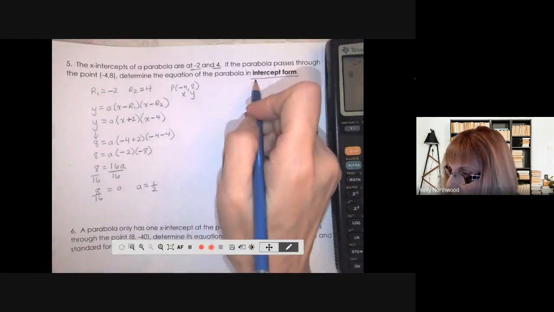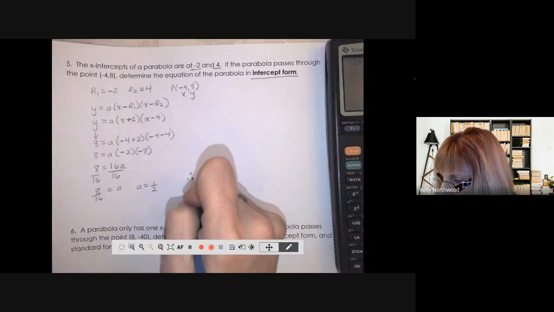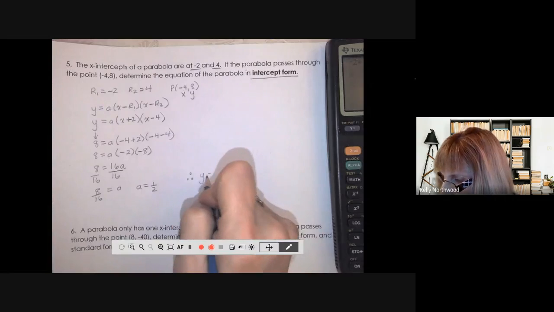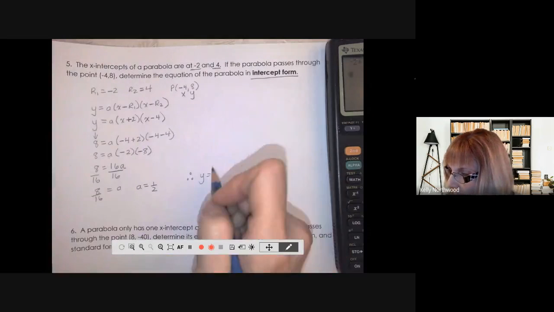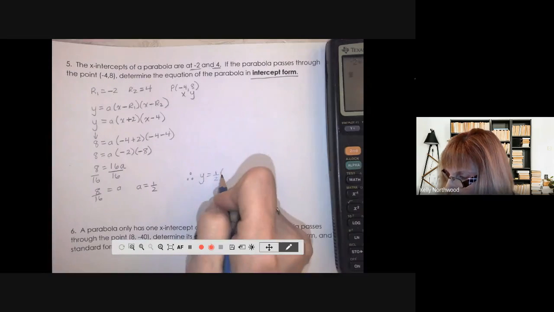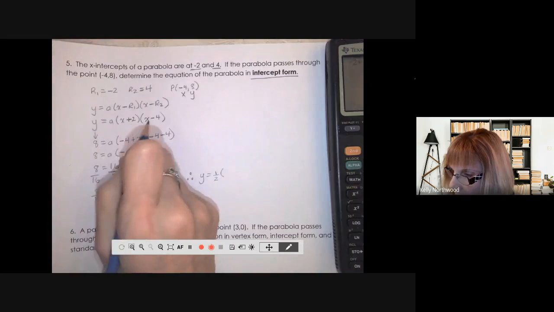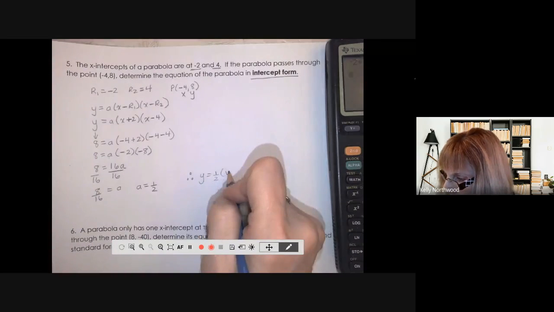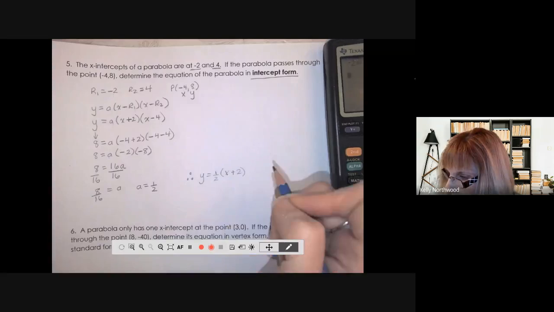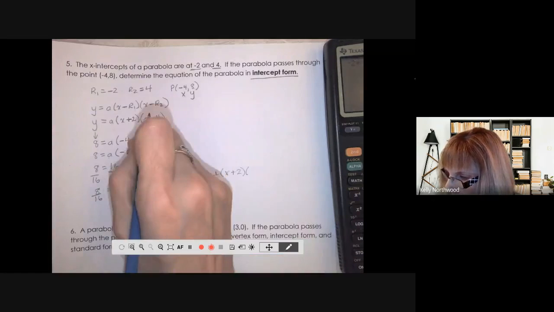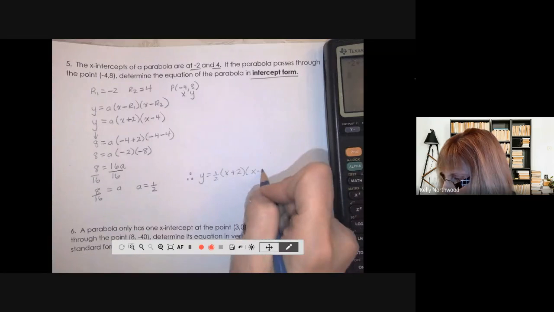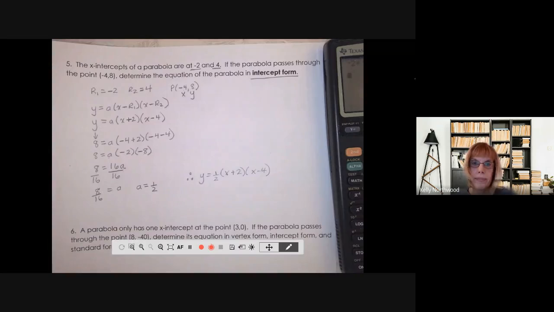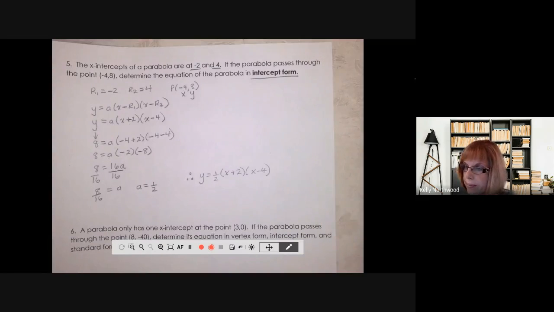And then we need to write the parabola in intercept form. So it's going to be y equals, so our a is 1/2. And then x minus r1 is x plus 2 because r1 was negative. And x minus r2 is our x minus 4. So that was another intercept form example.